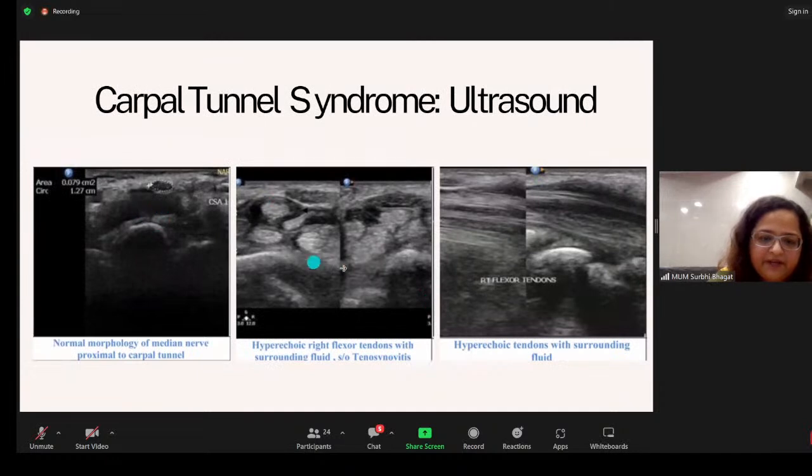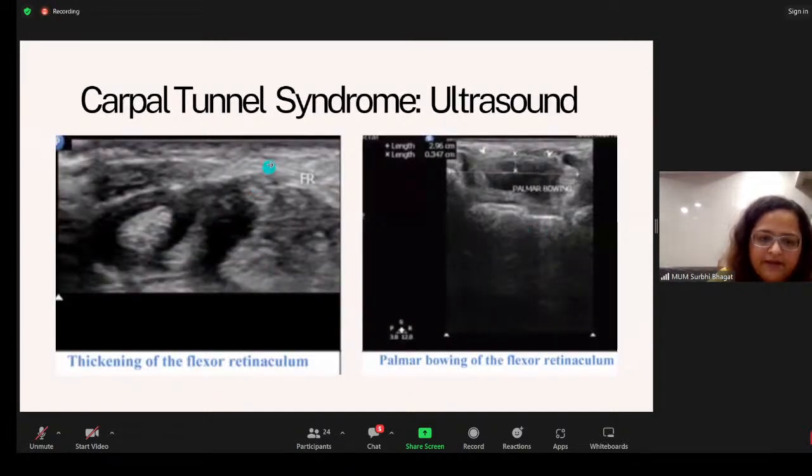It can be compressed by tenosynovitis. The fluid around the tendon will compress the median nerve, so ultrasound will be helpful here. The flexor retinaculum itself can be thickened and compress the nerve. There is something called the palmar bowing sign of the flexor retinaculum. You measure at the level of the trapezium bone and measure the distance between the two. That's how you know whether the flexor retinaculum is bowed or not.